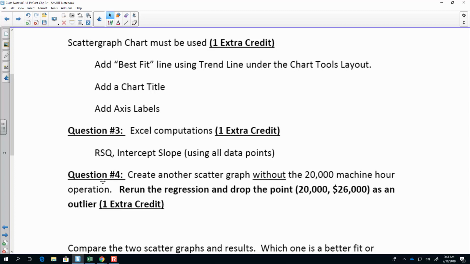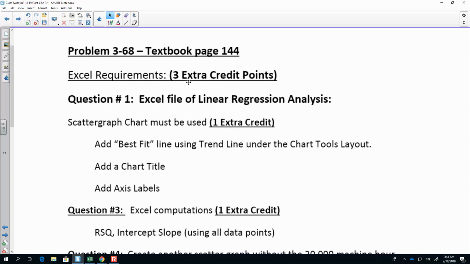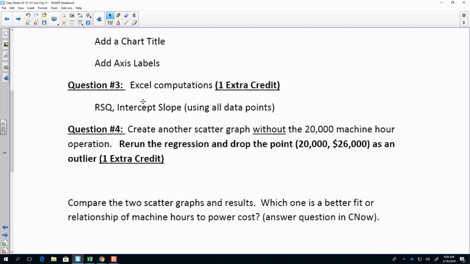So on problem 68 on page 144, observation number 1 is excluded for question 4. So to get the 3 points, you have to have 2 worksheets. One with all the data, and the second worksheet without that first one. Once you have the first worksheet, just copy it over and then remove that first observation.